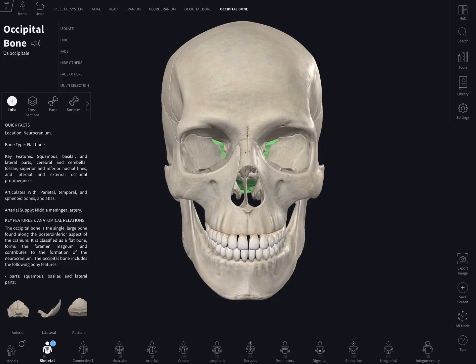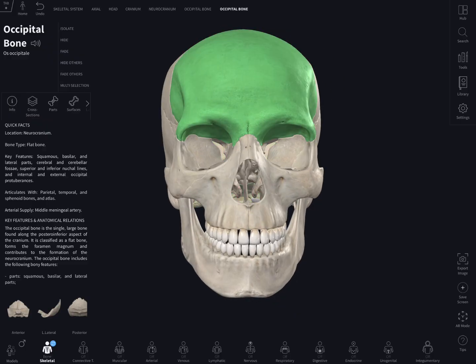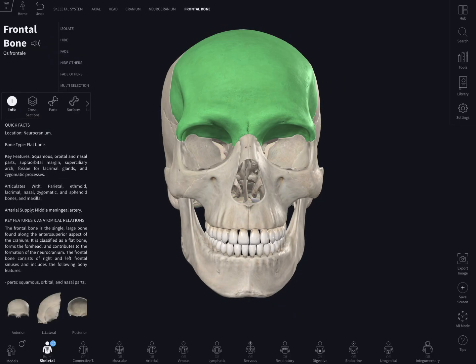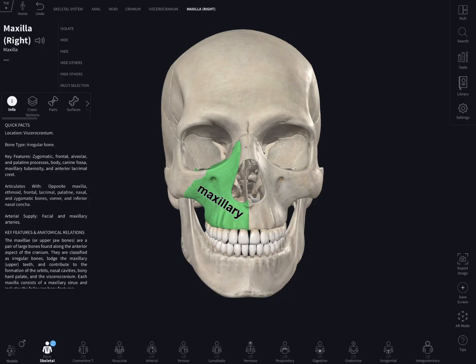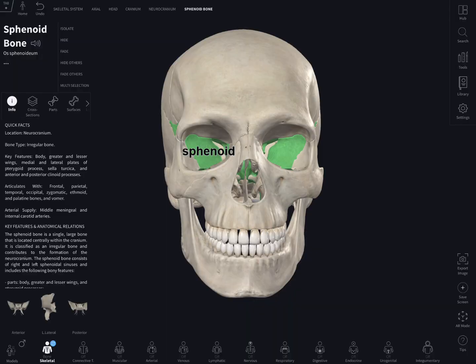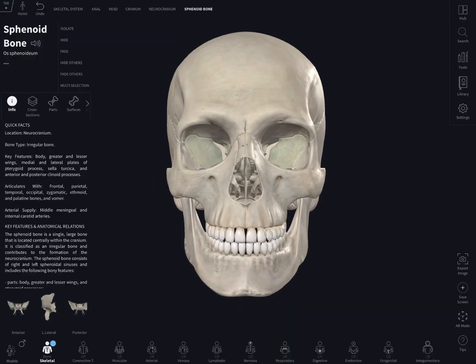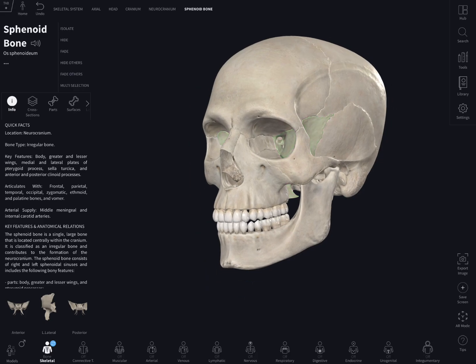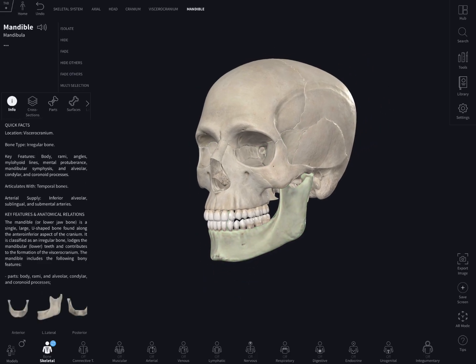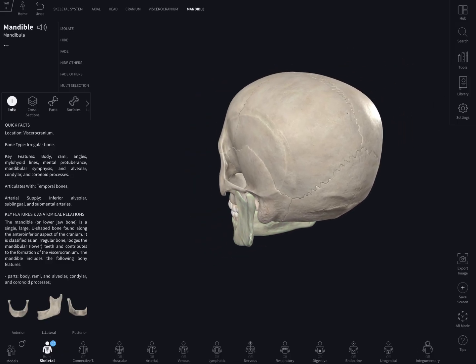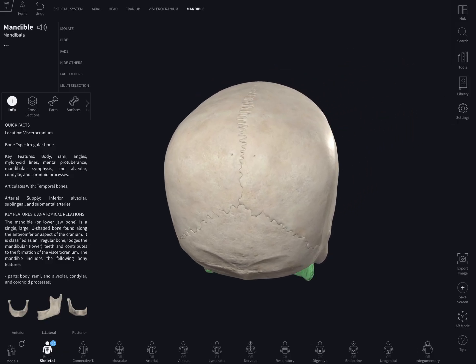At the margin of each orbit, we have, again, the frontal bone. Laterally, we see the zygomatic bone, or what's commonly called the cheekbone. Inferior-medially, we find the maxillary bone, which has sockets for our upper teeth. At the back of each orbit lies the sphenoid bone, a wedge-shaped bone that stretches the width of the skull from right to left. Finally, we have the mandible, or jawbone, which articulates with the temporal bones at the TMJs, the only mobile joints between bones of the skull.